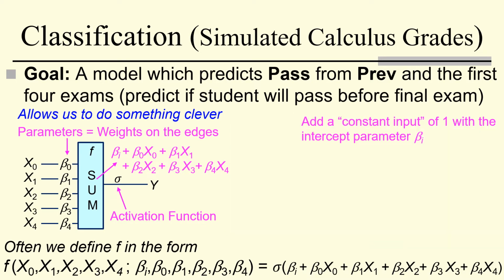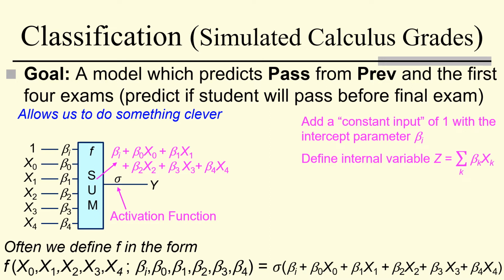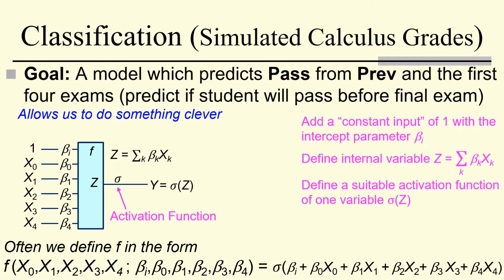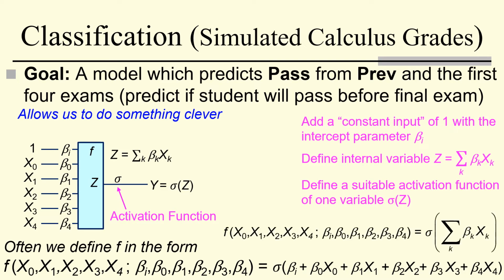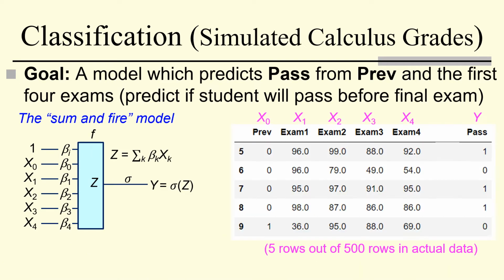and then we do a little revision of this concept. First, we take a constant input of 1 and associate that with the intercept parameter beta sub 0. Then we define an internal variable, capital Z, which is a linear combination of the variables. And then we have an activation function that's a function of only one variable. So our function model looks like this. This is what's known as the sum and fire model.